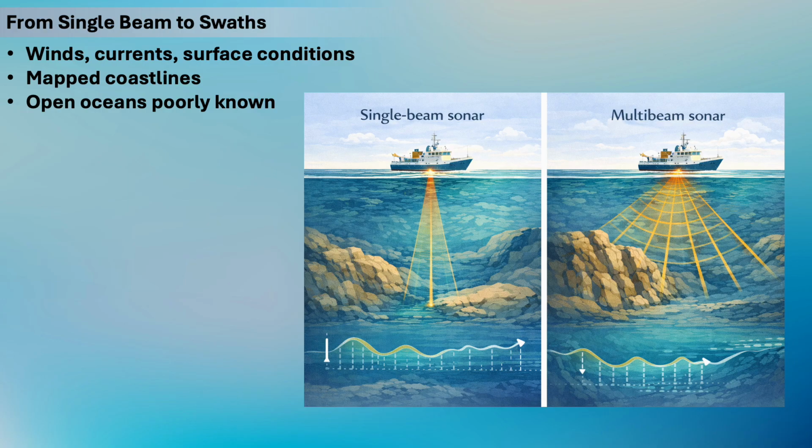Early sonar systems measured depth directly beneath a ship using a single beam. But modern multi-beam sonar systems send out many sound beams at once, and that allows the ship to map a wide swath of the seafloor at a single time. This allows scientists to create detailed, continuous maps rather than isolated and individualized depth measurements.